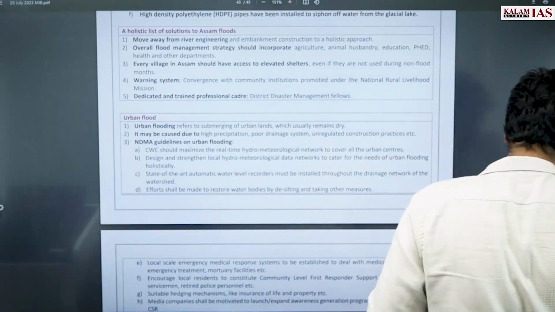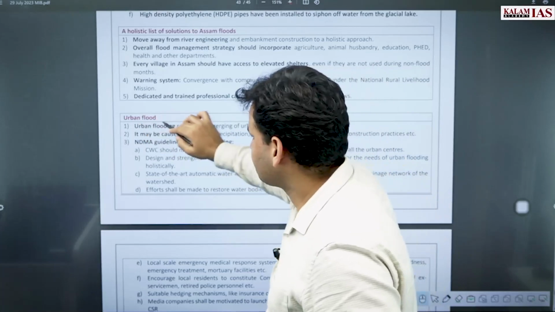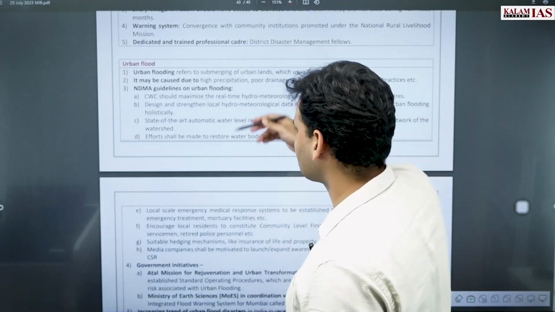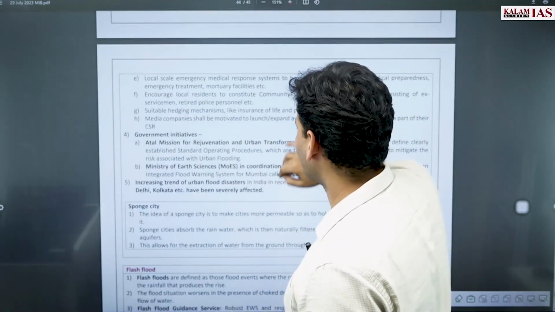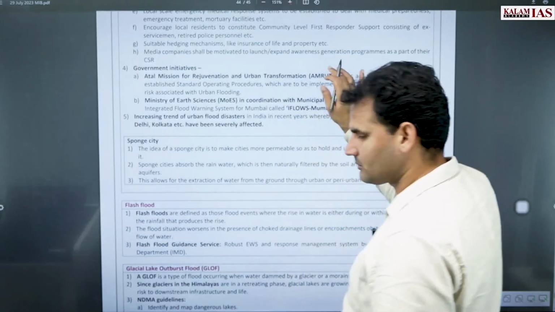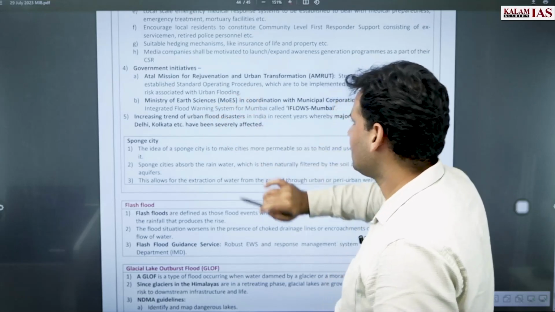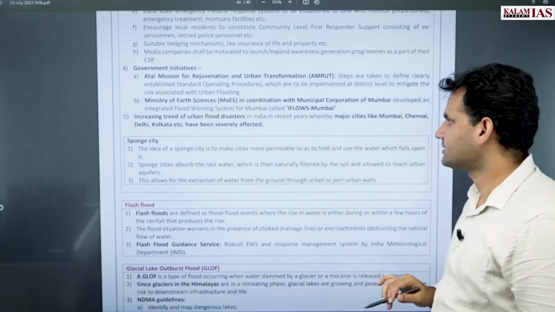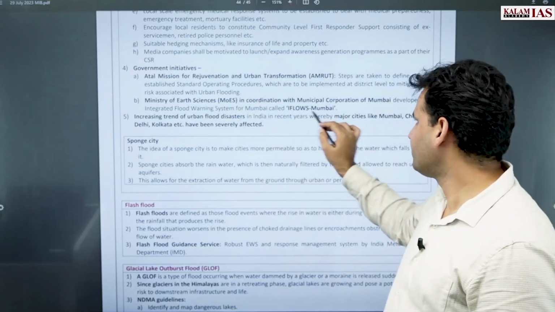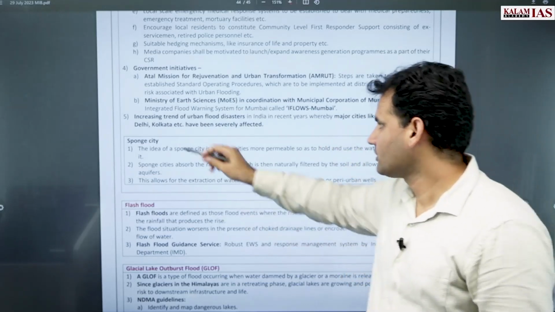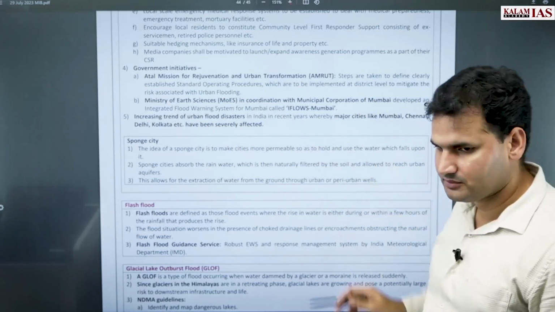Then a separate category, that is urban floods. They are on the rise. And what is the government doing about it? You can mention AMRUT. You can mention the Ministry of Earth Sciences. That is, we have I-FLOWS in Mumbai. What is I-FLOWS? Integrated Flood Warning System.